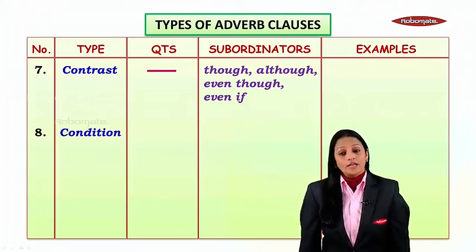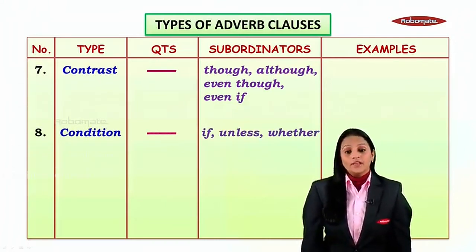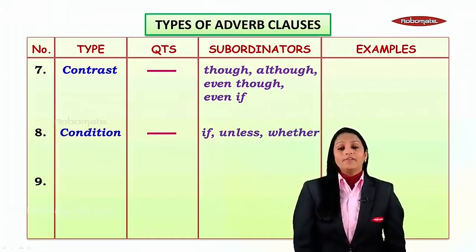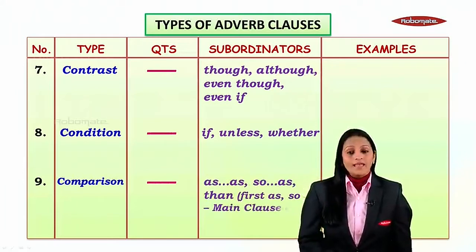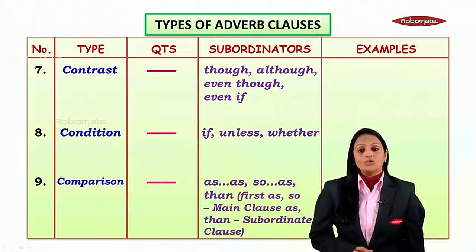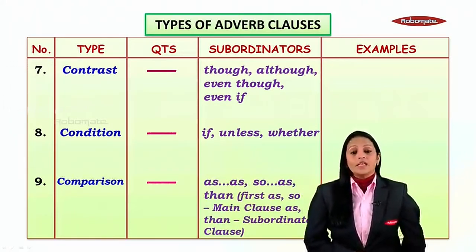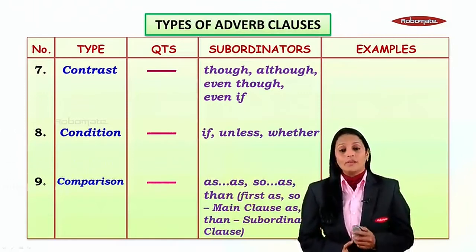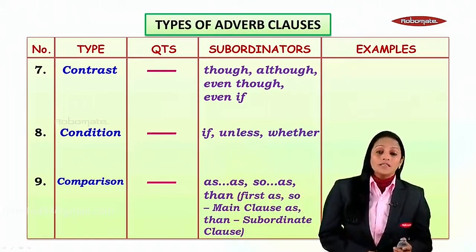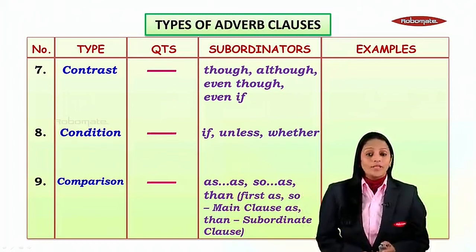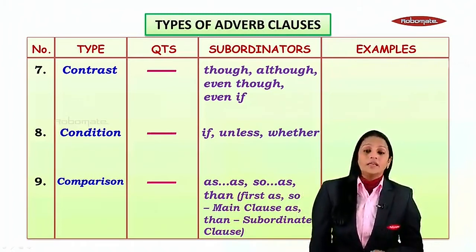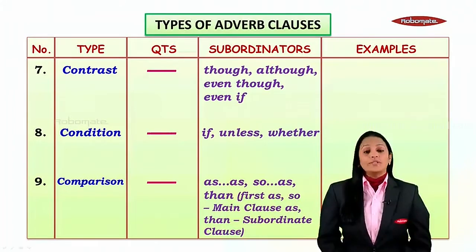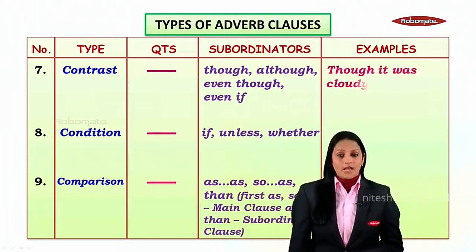We have condition. Here we have if, unless, whether. Then we have comparison, and here we have "as ... as" and "so ... as." That means the first "as" and "so" will be in the main clause, and the second "as" will be in the subordinate clause. Basically, this is when you use a degree of comparison.